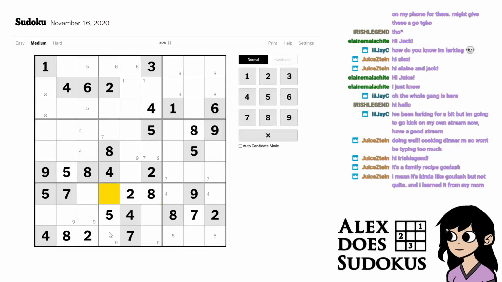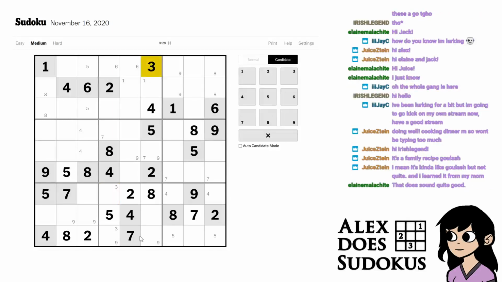So I'm just going to have a look at this one because I know I can pencil. Oops, I can pencil mark in a pair of 3s thanks to that 3 from earlier.